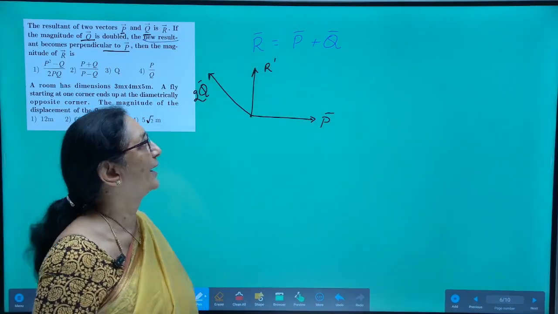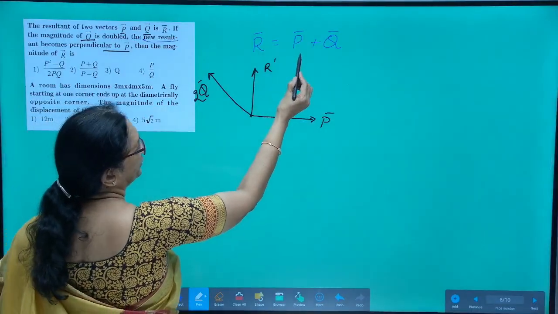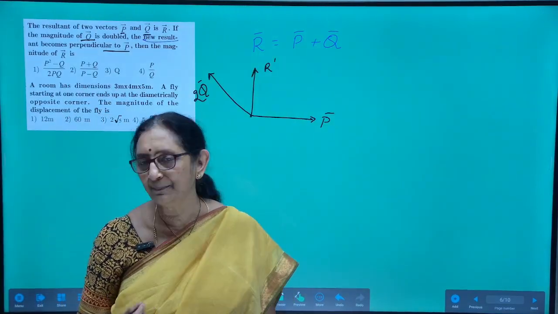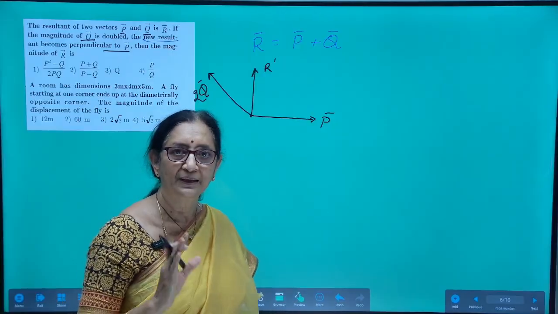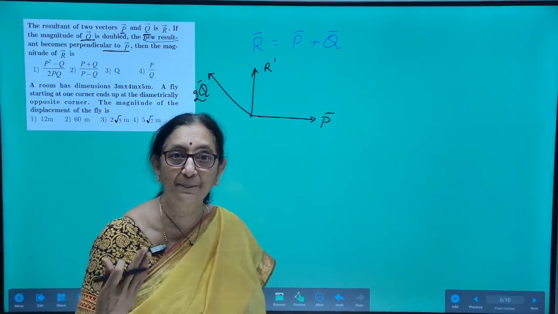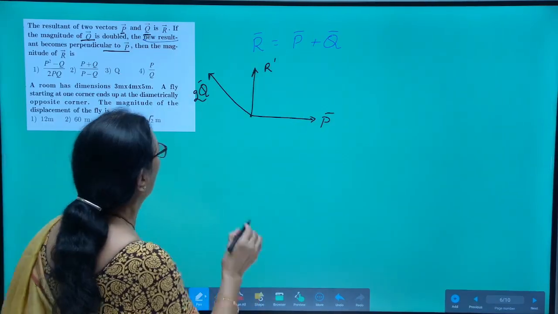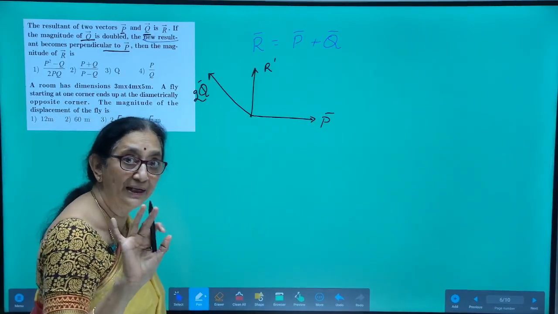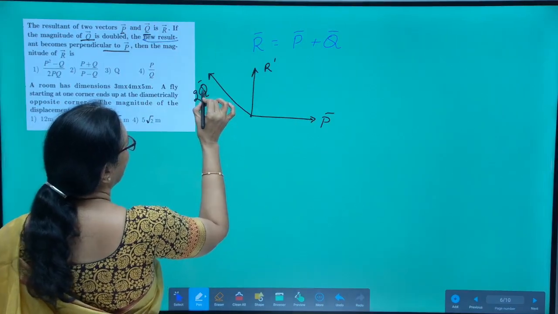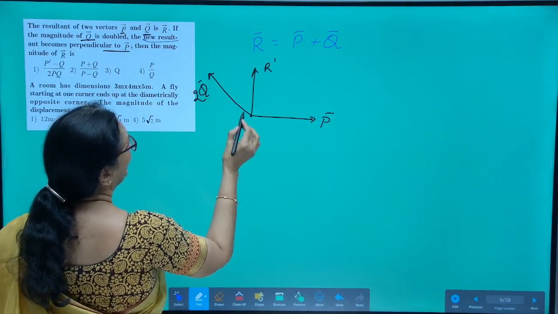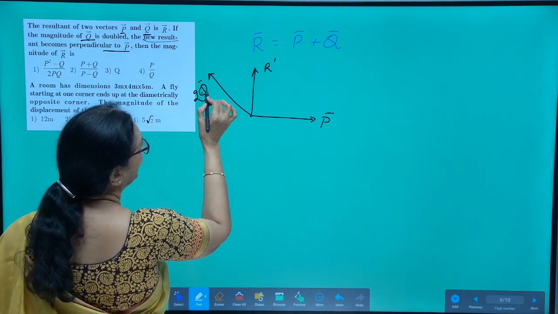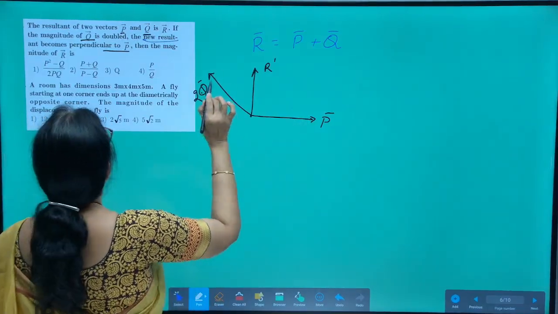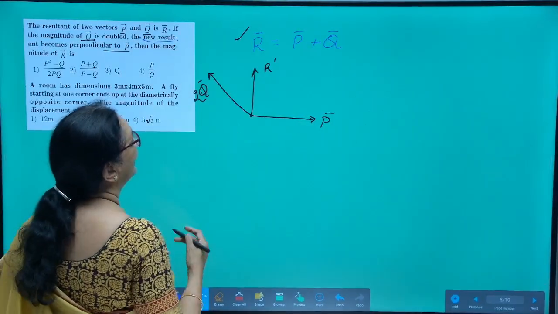Now, I am repeating the problem. The resultant of two vectors p bar and q bar is r bar. On doubling the magnitude of q, the new resultant is perpendicular to p, right? So q bar is just doubled. The direction is not changed, only the magnitude is doubled. So instead of q, we write 2q. Then the resultant of 2q and p is r dash. What is asked? The magnitude of r.